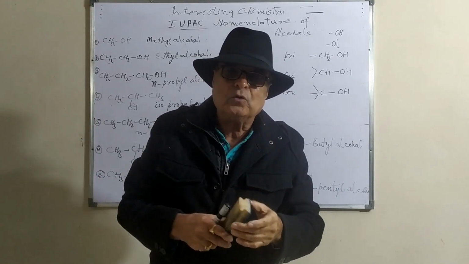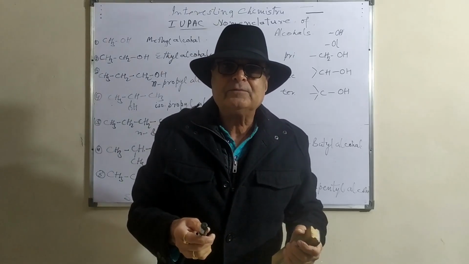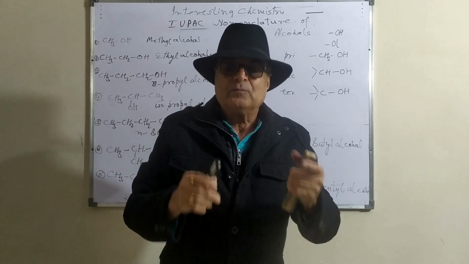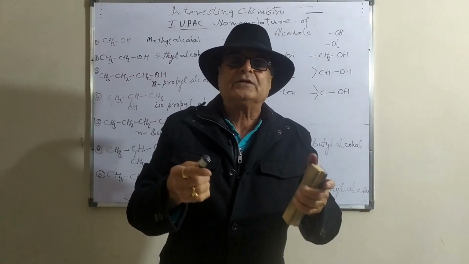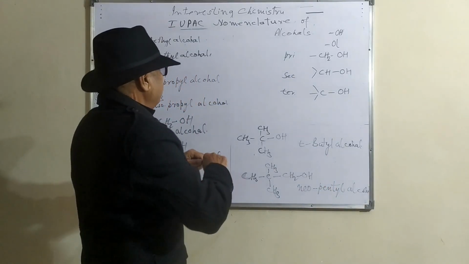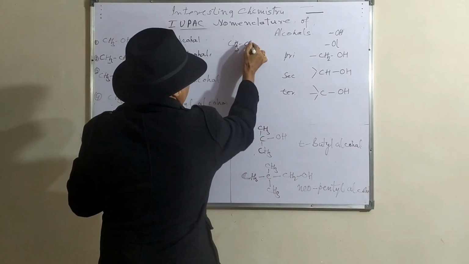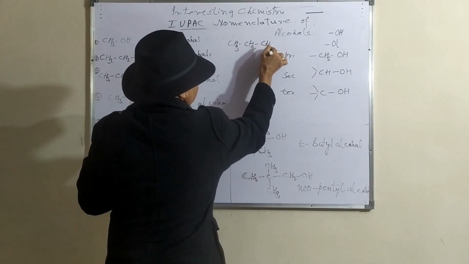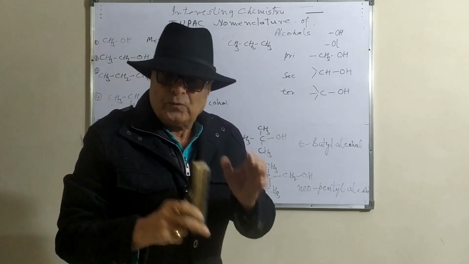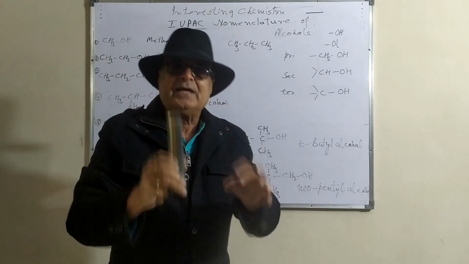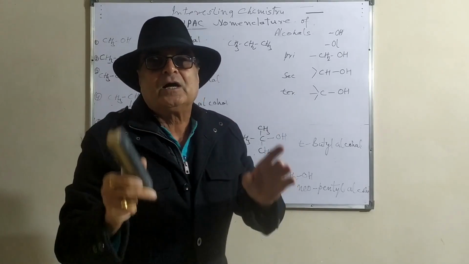As I told you in my previous video, there are four types of carbon atom: primary carbon atom, secondary carbon atom, tertiary carbon atom and quaternary carbon atom. I will tell you about these carbon atoms. Suppose when a carbon atom is attached with only one carbon atom in a chain, that carbon will be primary carbon atom.